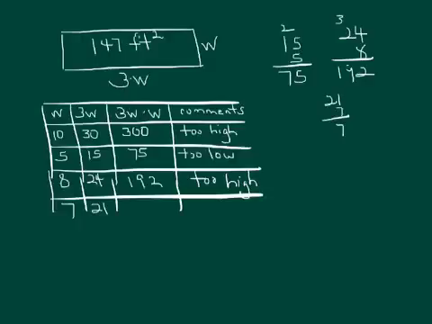7 times 1 is 7. 7 times 2 is 14. Yay, we found it. 147. So again, using guess and check, we found the exact pair that works.